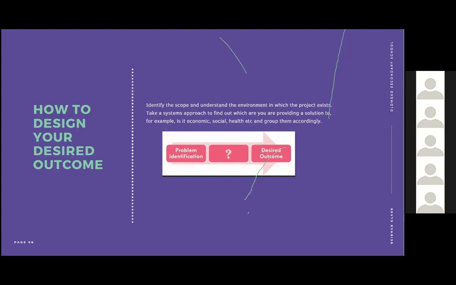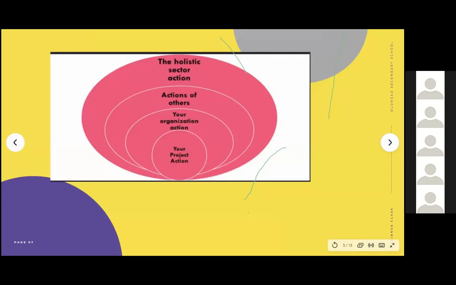So what is the problem? You're constantly answering this part. How am I creating a solution that will fit the desired outcome, both for you and the users in mind? So you look, of course, at the holistic sector, and then you look at the actions of others. What are the other existing solutions? And then what is your specific solution to the organization? And then what is your project action?